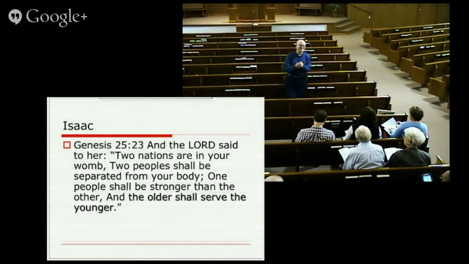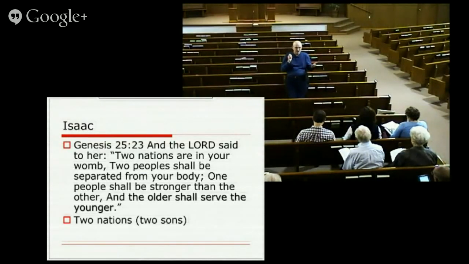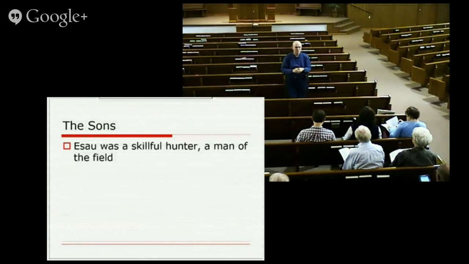So twins, okay. She has twins coming, and one's going to be stronger than the other. The other unique thing is that the older will serve the younger. That's told before they were born. The older will serve the younger, and we'll see that play out as we get into the story tonight. So, two nations, two sons, one stronger, older will serve the younger. Keep that in mind as we go through the class tonight.